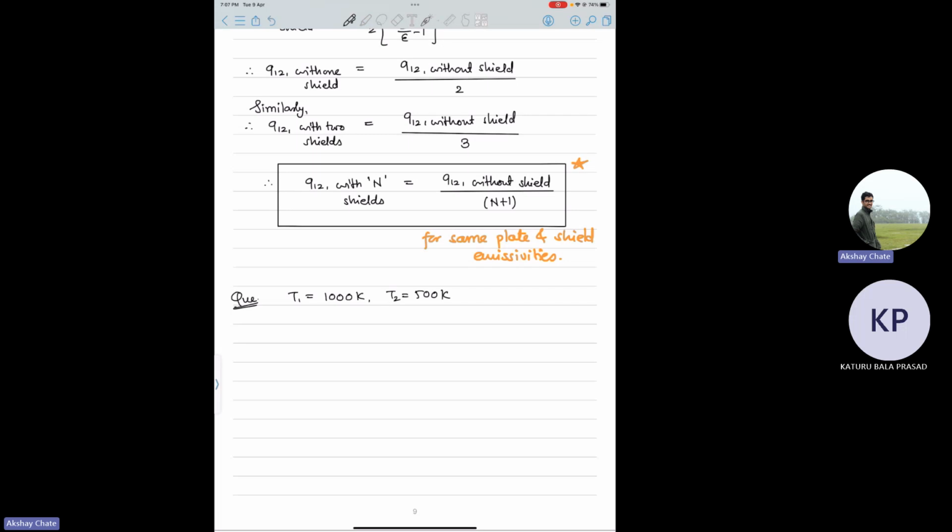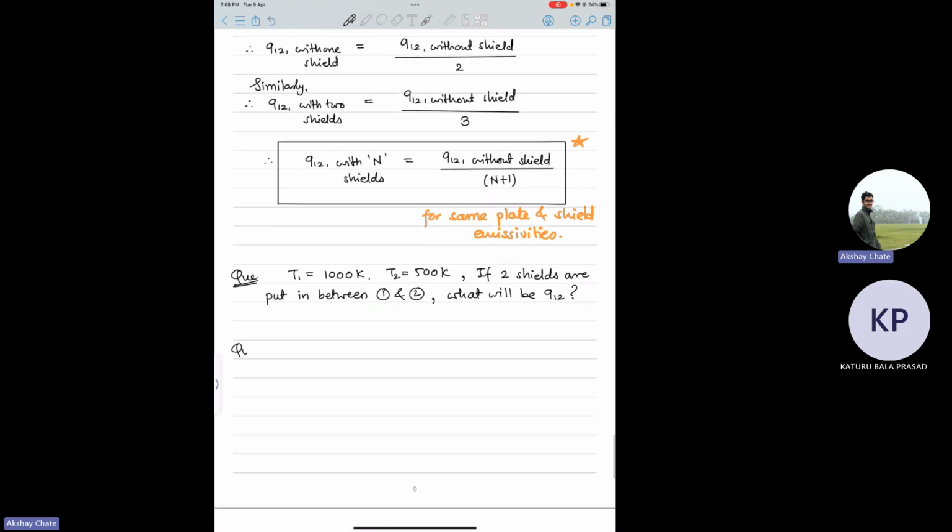then I will ask you that if, let's say, two shields are put in between the plates 1 and 2, what will be the rate of heat transfer between 1 and 2? That is one type of question. So you can calculate without any shield and just divide by 3, which is n plus 1 is 3. Then you'll get Q1 to 2 with shields. That is one set of problem.